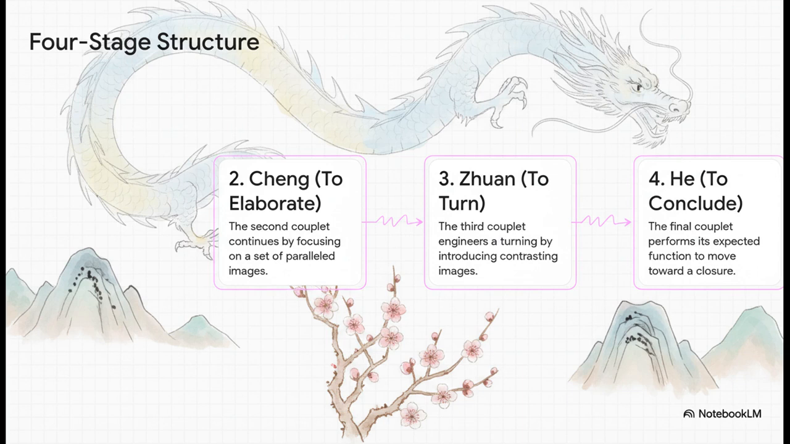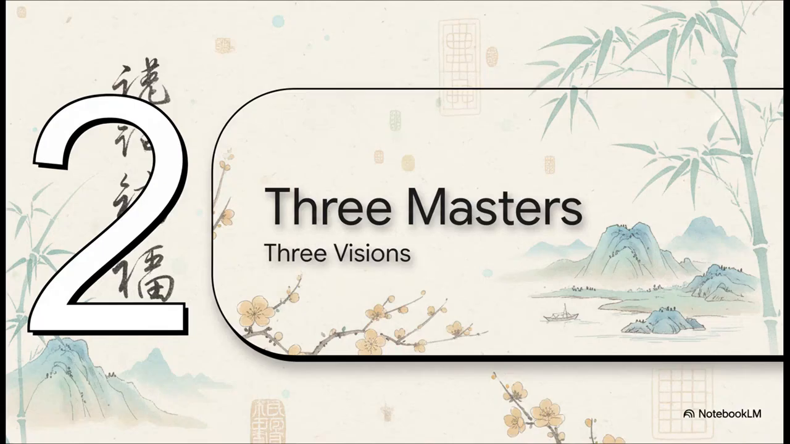And if that wasn't enough, the whole thing has to follow a strict 4-act structure. Think of it like a mini-movie. Act 1, to begin, is the establishing shot. It sets the scene. Act 2, to elaborate, is the zoom in, where we get those detailed parallel images. Act 3, to turn, is the plot twist, where the focus shifts. And finally, Act 4, to conclude, is the final shot that brings it all home and resonates long after it's over.